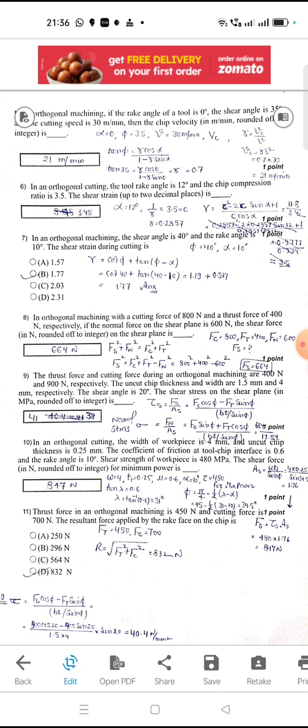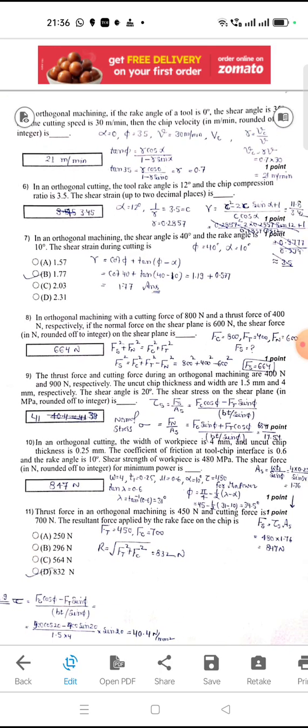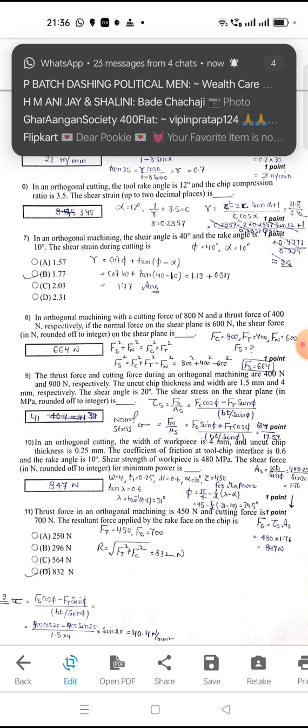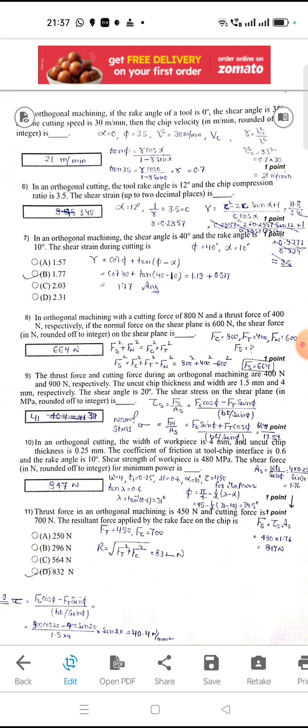First we have to find the shear angle. So for shear angle, phi is equal to pi by 4 minus half lambda minus alpha. This is the relation for minimum power. Tan lambda is equal to 0.6. Actually the coefficient of friction mu is equal to tan lambda. So here we will find lambda, value of lambda 31 degree, and put this value in this formula and calculate the value of phi. After that we have to calculate the shear area, then we have to calculate the shear force. So we will get the value of 847 Newton.